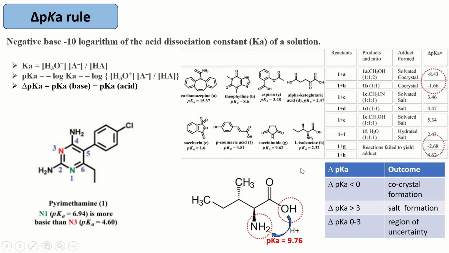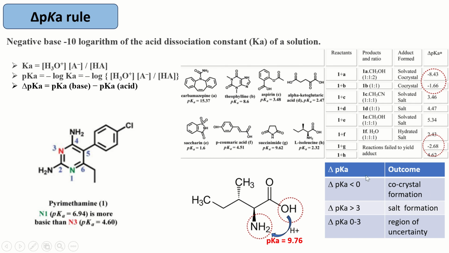So what is the rule of co-crystal formation, co-crystal screening through delta pK value? If delta pK value is less than 0, it means that co-crystal will be formed, and if delta pK value is greater than 3, the salt will form, and if delta pK value is 0 to 3, this is a region of uncertainty, which means that the co-crystal may be formed or not, and your coformer is suitable or not.